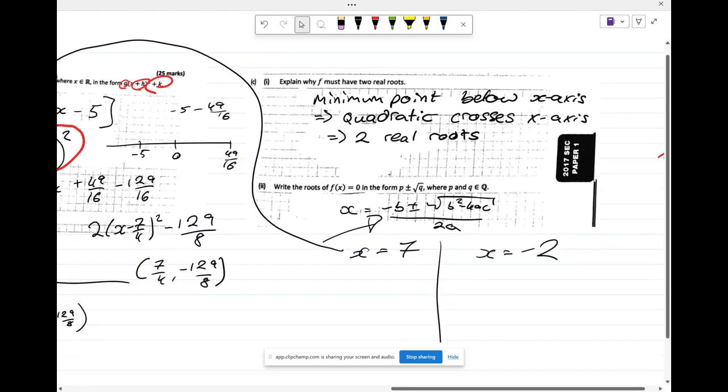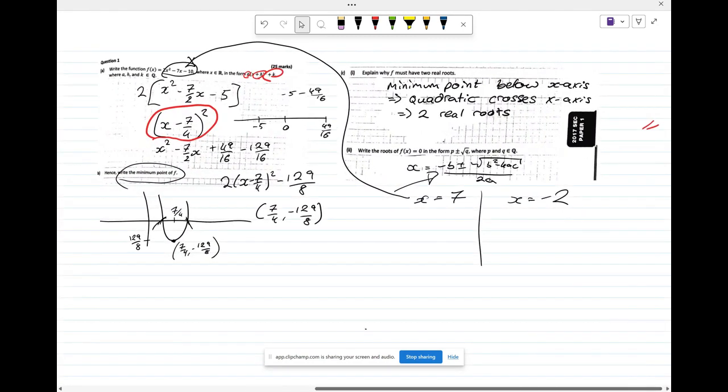Okay, so that is the whole question done, and that is how they would ask you something to do with the vertex form in an exam question. Okay, so on to the next question.